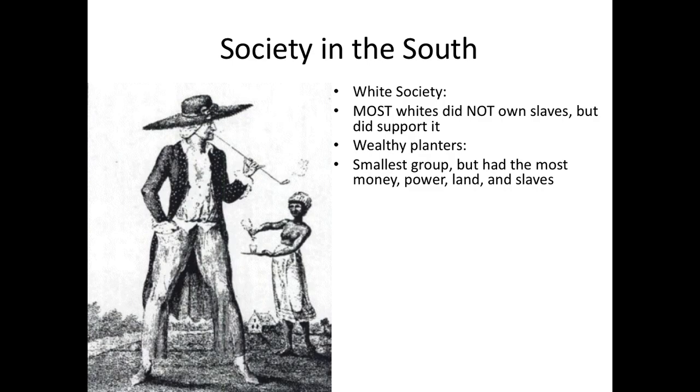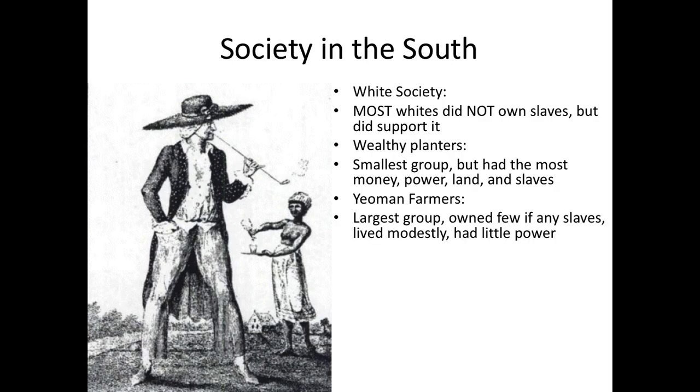Now, if you look at the chart, you'll see that the biggest group, or one of the biggest groups, will be what's known as the yeoman farmers, which is basically another word for small farmers. This will be the biggest group. Most people were small farmers. They might own slaves, but if they did, they owned very few. 2 to 4 slaves probably.